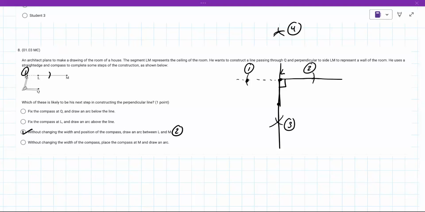All right. Now number 9, tasking. All right, there it is.